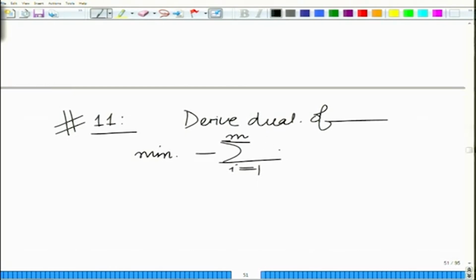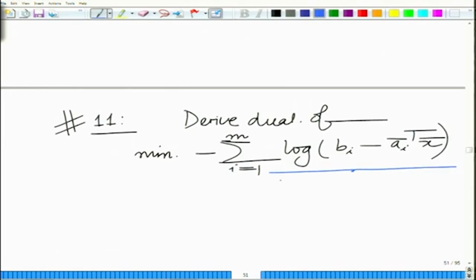Minimize the negative summation of log of bi minus ai bar transpose x bar. This problem arises frequently in practice. This is termed the analytic centering problem.